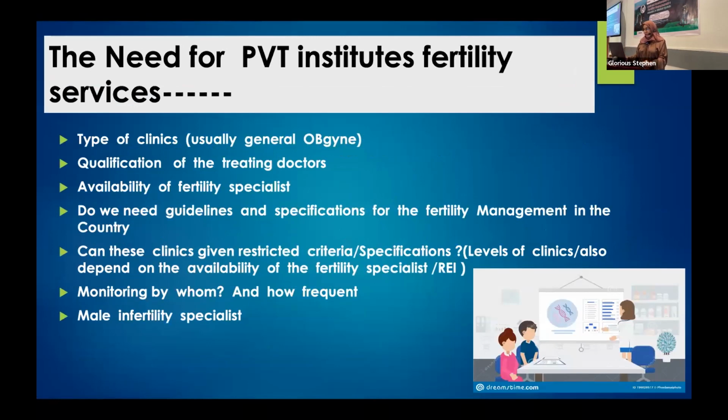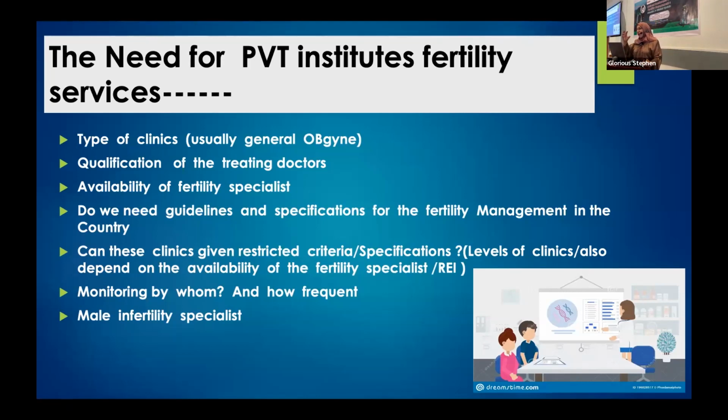We need the guidelines and specifications about the management we were talking about just now. These clinics should have restricting criteria, specifications, maybe levels. We need some sort of monitoring for improvement. We are not criticizing them. We need to improve the service. I will not say only in private, but in the government as well, we need to improve that. And of course, we need the male infertility specialist.